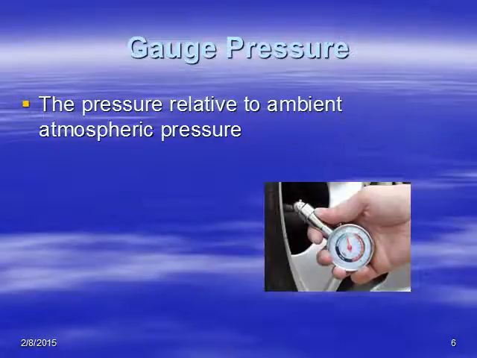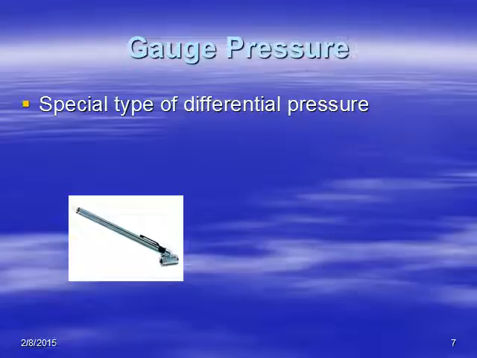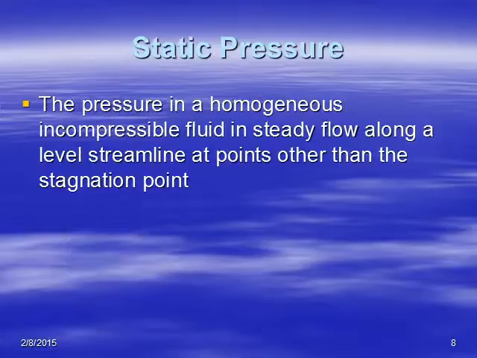Another type of pressure is gauge pressure, and gauge pressure is the pressure that you measure relative to some other pressure, specifically ambient atmospheric pressure. In this example you're looking at someone measuring the pressure in their tire. After you take away the atmospheric pressure, you're left with the gauge pressure. So gauge pressure basically is a special type of differential pressure.